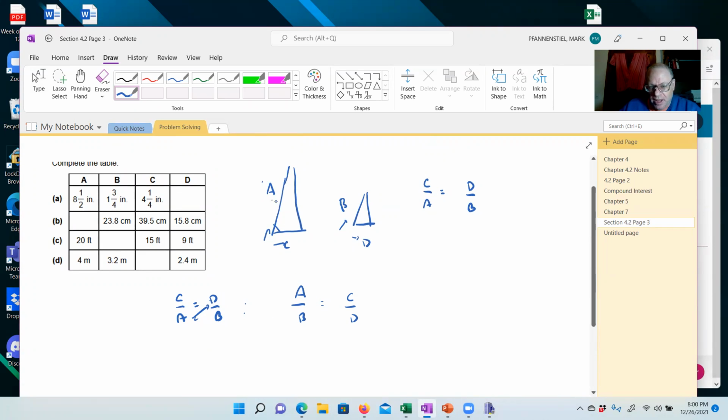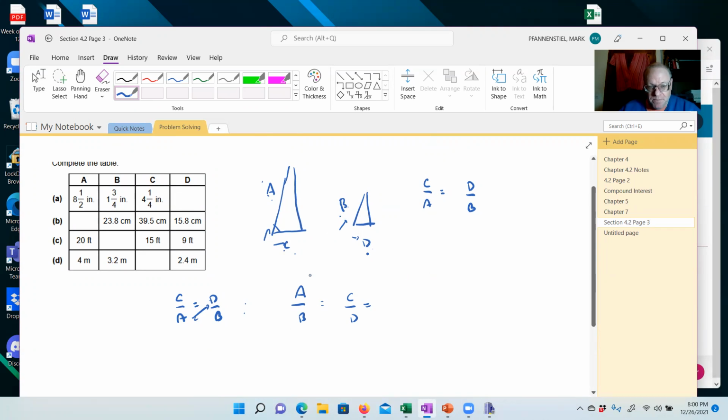So we have hypotenuse over hypotenuse. We have adjacent over adjacent. So again, it does matter how you set it up, but as long as you end up with a ratio that looks like a hypotenuse to a hypotenuse and an adjacent to an adjacent, you're going to be okay. But there are multiple ways to do this.